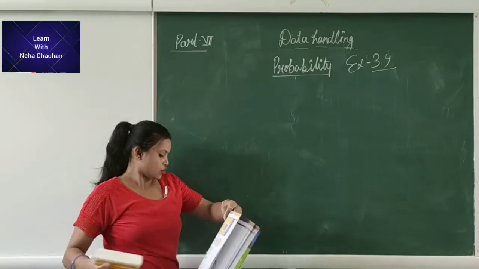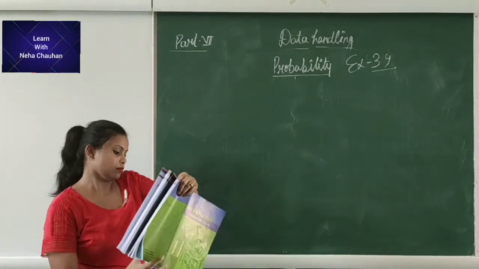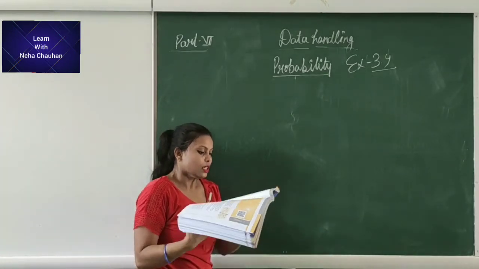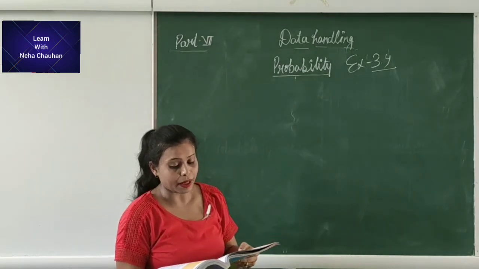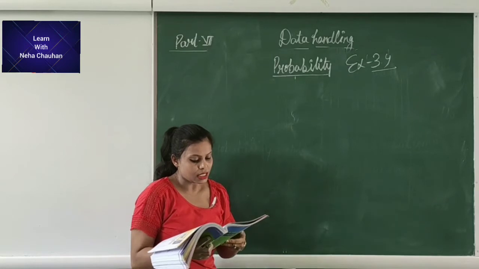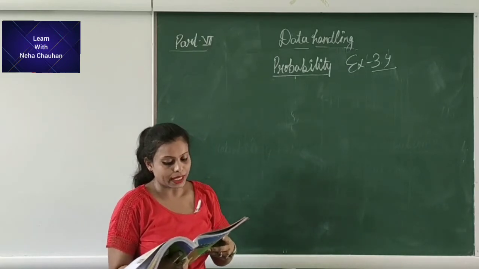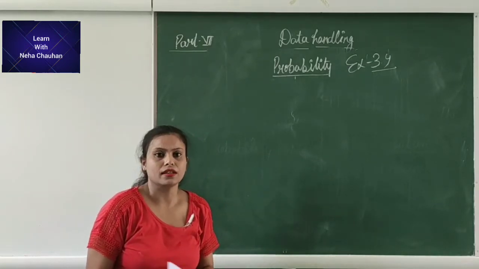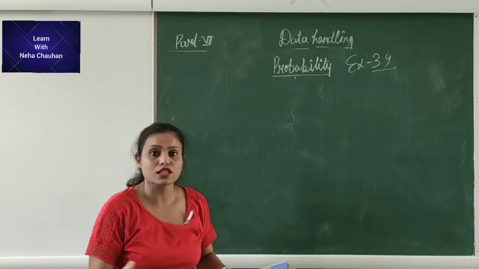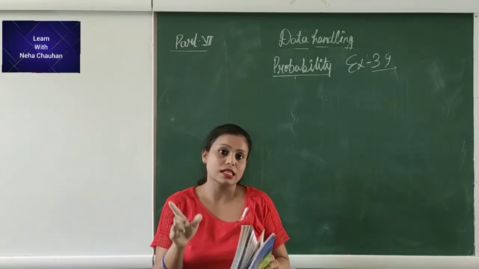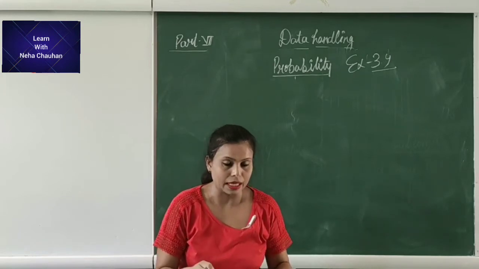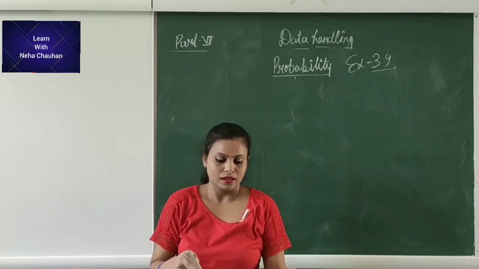Okay. So the first question is, tell whether the following is certain to happen, impossible, or can happen but not certain. First is, you are older today than yesterday. This is certain. As the days pass, we grow older. So this is certain to happen. That means it will happen.